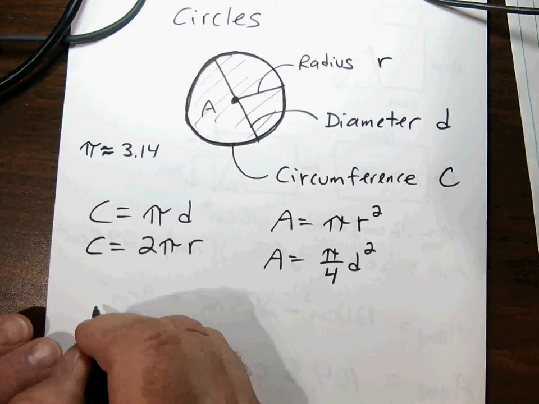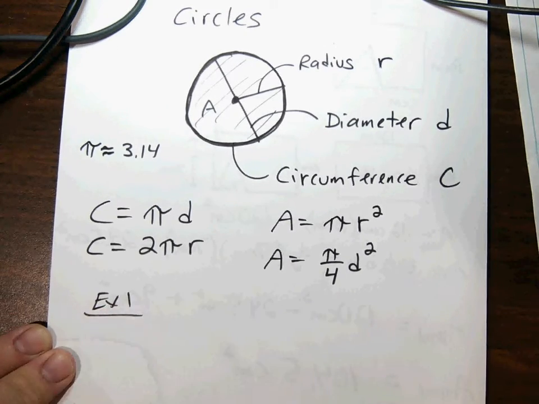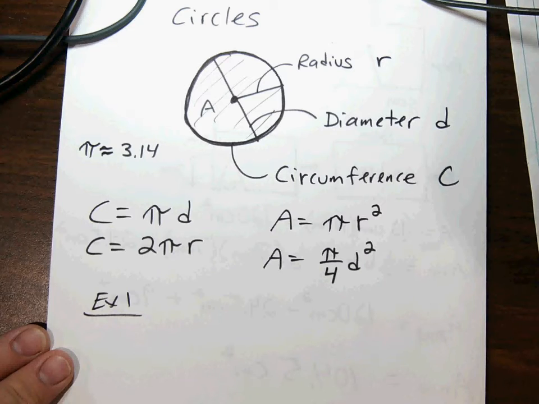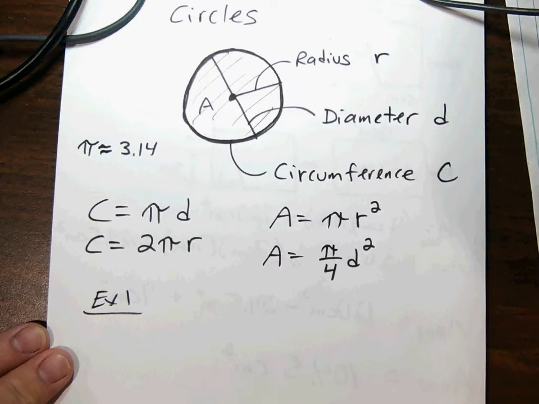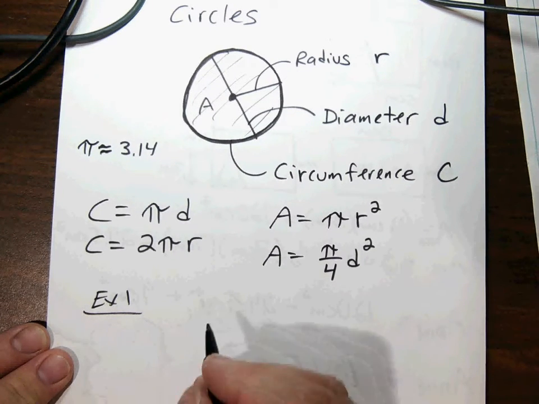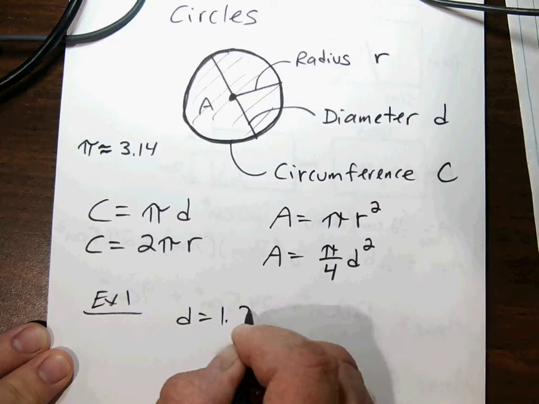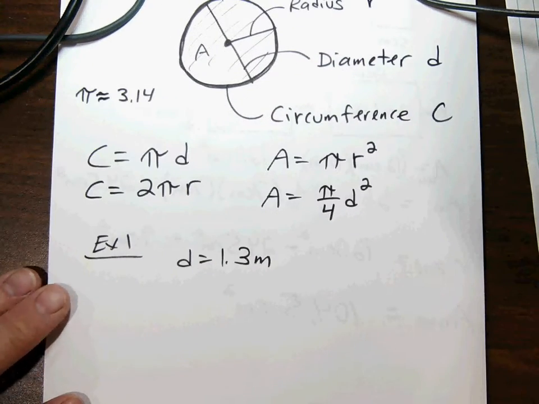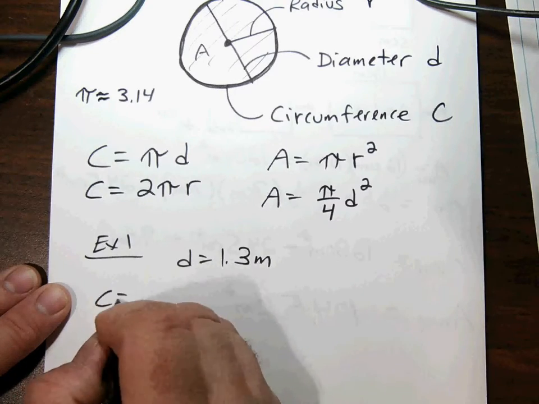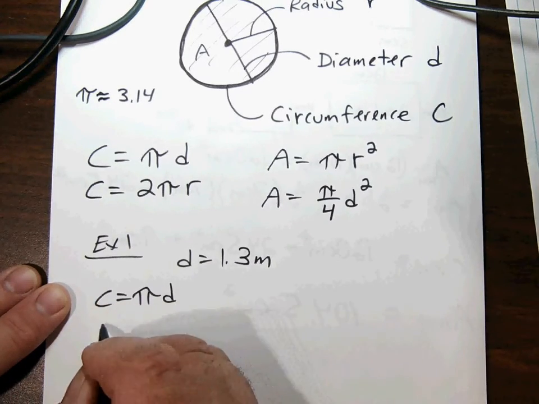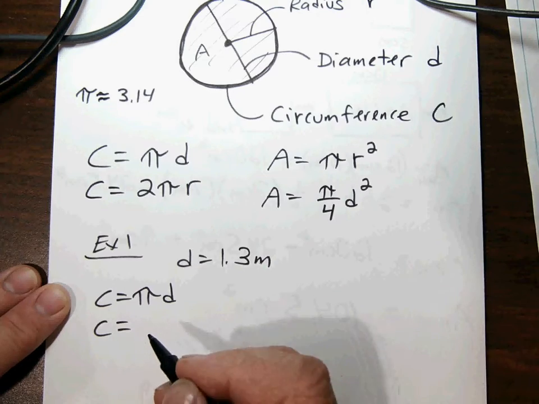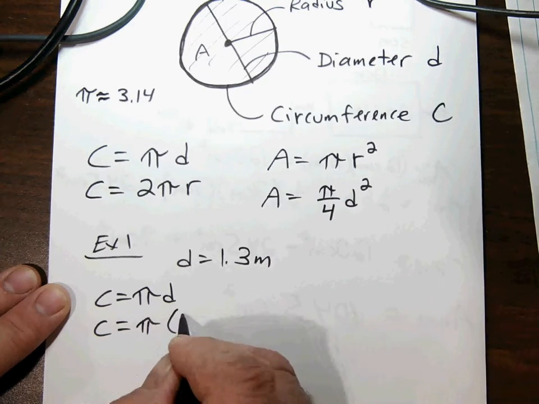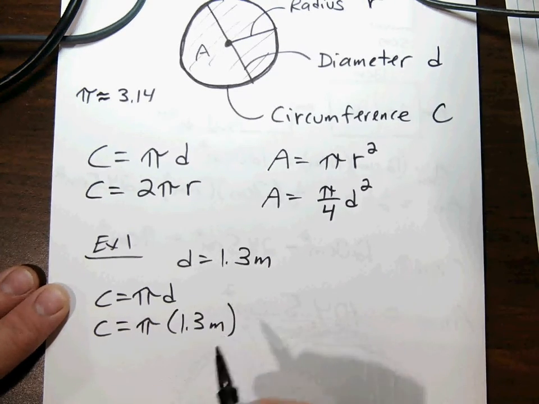So if we look at example 1, find the circumference to the nearest tenth of a meter. So we're going to round, of a circle that has a diameter of 1.3 meters. Find the circumference. Well, circumference equals pi times diameter. I'll leave it as pi. We'll use our pi button on our calculator.